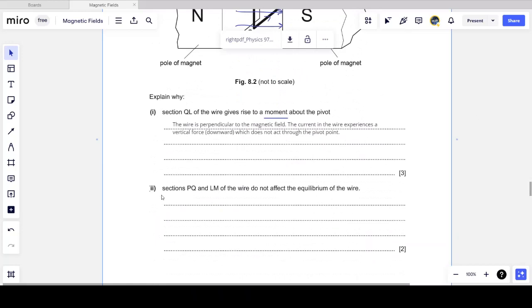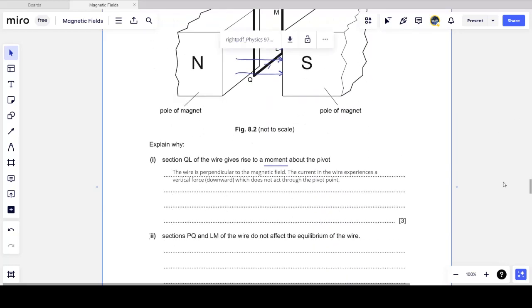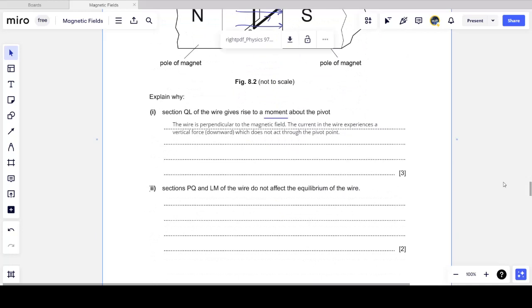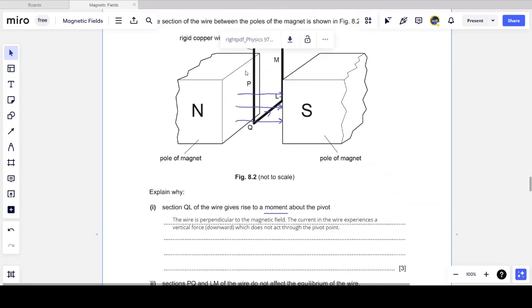Next, we are asked to explain why sections PQ and LM of the wire do not affect the equilibrium of the wire. So PQ and LM are now lowered into the magnetic field. Even if they were always in the magnetic field, they aren't actually causing anything to change with regards to the equilibrium of the wire.